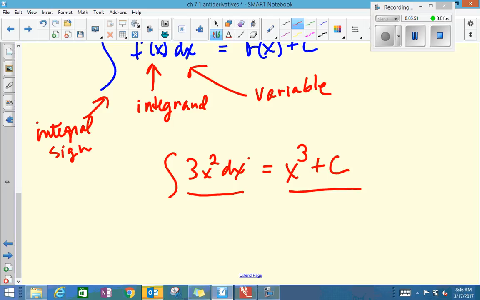Okay, so let's look at some examples of this. Just like in derivatives, where we learned different rules kind of every class to be able to approach different types of functions, we're going to do the same thing with integration.